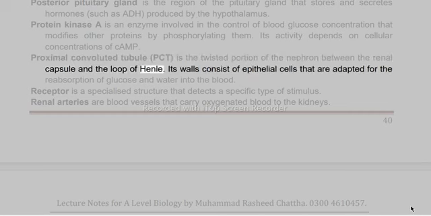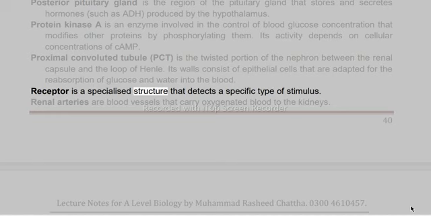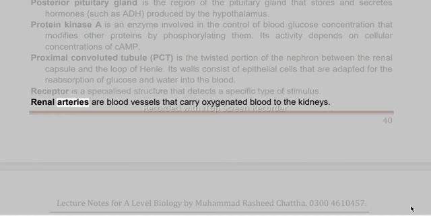Proximal convoluted tubule, PCT, is the twisted portion of the nephron between the renal capsule and the loop of Henle. Its walls consist of epithelial cells that are adapted for the reabsorption of glucose and water into the blood. Receptor is a specialized structure that detects a specific type of stimulus. Renal arteries are blood vessels that carry oxygenated blood to the kidneys.